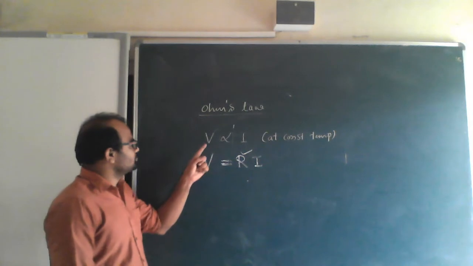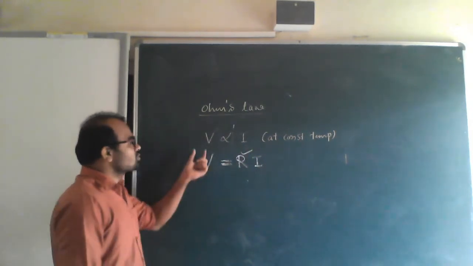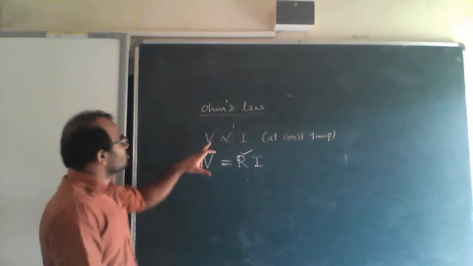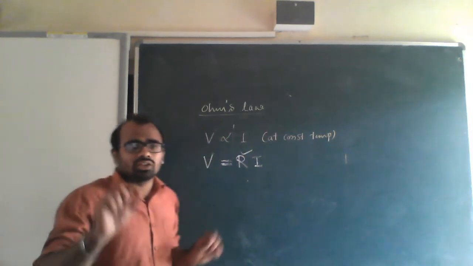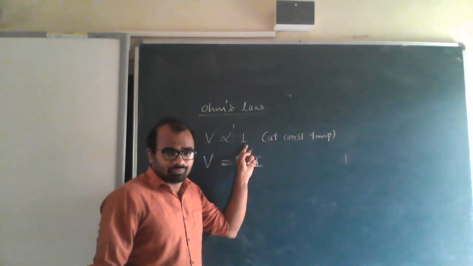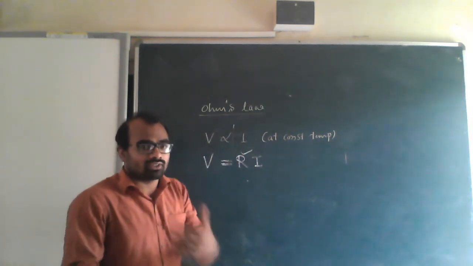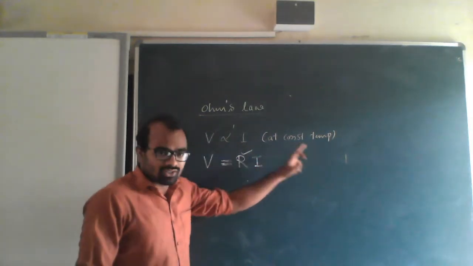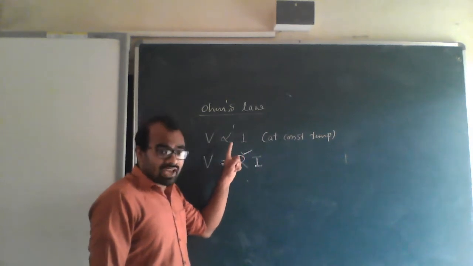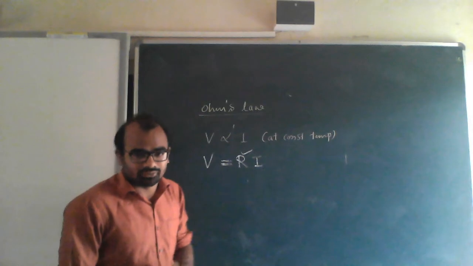The statement says that V is directly proportional to I at constant temperature. So what is V? V is voltage or potential difference. So the potential difference across the terminals of a conductor is directly proportional to the current flowing through the circuit, provided the temperature remains constant. Or in other words, at constant temperature, the potential difference across the terminals of a conductor is directly proportional to the electric current flowing through it.